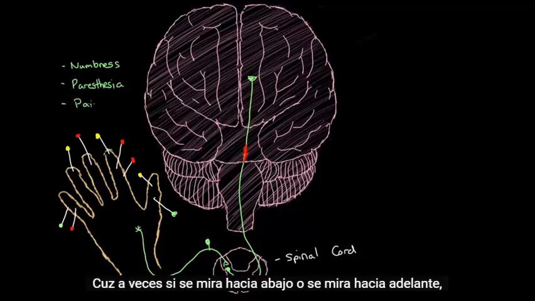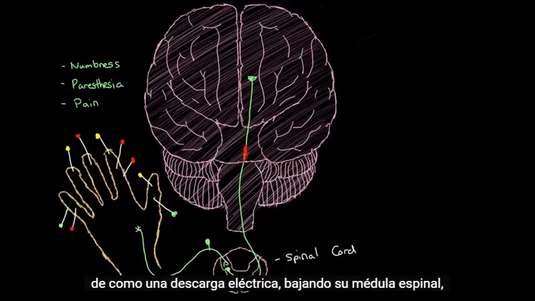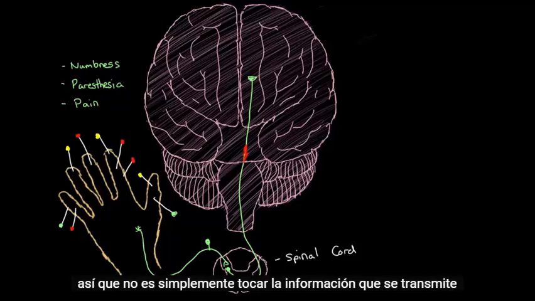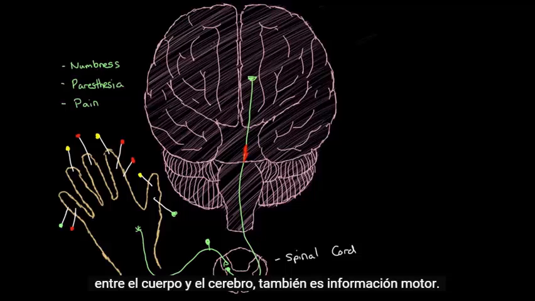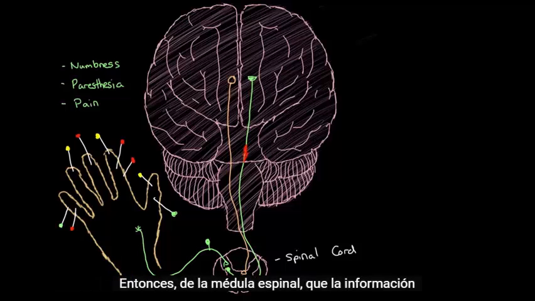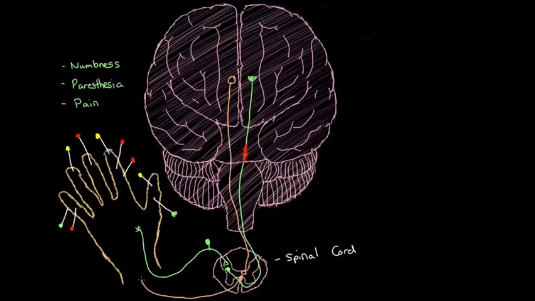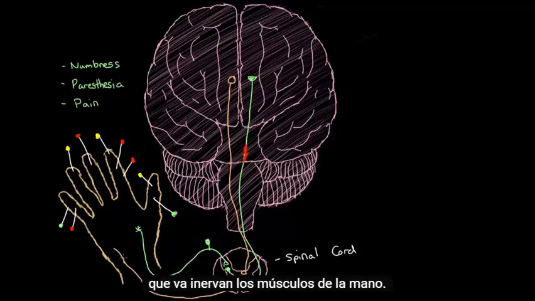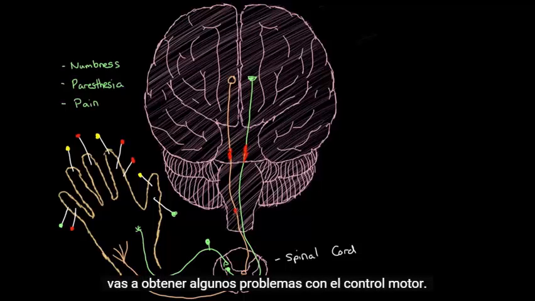Sometimes if you look down or you look forward, the person may feel the sensation of an electric shock moving down their spinal cord and then radiating into the rest of their limbs. So it's not just touch information that's transmitted between the body and the brain. It's also motor information. Motor information can move down from the brain into the spinal cord. And then from the spinal cord, that information can contact another set of nerves that will innervate the muscles of your hand. And if you get lesions in these areas, you're going to get some problems with motor control.